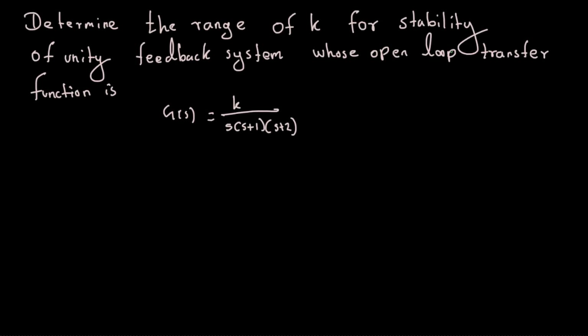Here this question is asking, determine the range of k for stability of a unity feedback system whose open loop transfer function is G(s) = k over s times (s + 1) times (s + 2). So they are asking for the range of stability of the unity feedback system, and they have given the open loop transfer function. Now let's see how to do this.